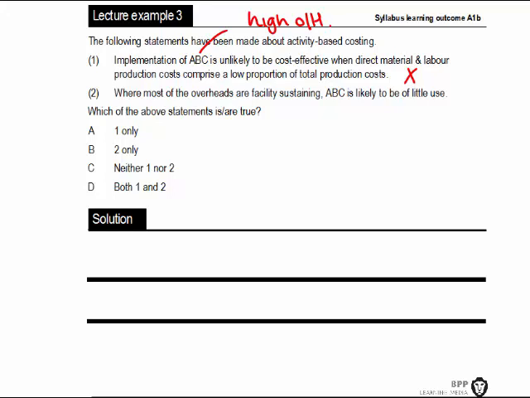Statement 2, where most of the overheads are facility sustaining, activity-based costing is likely to be of little use. Well, that is true, because most of the cost being facility sustaining means that we're going to get very much similar results when we use activity-based costing and absorption costing. Remember, it's when we've got either batch or product-related costs that we're going to get differences between the two systems. So the only statement that's true there is statement 2, which is B.